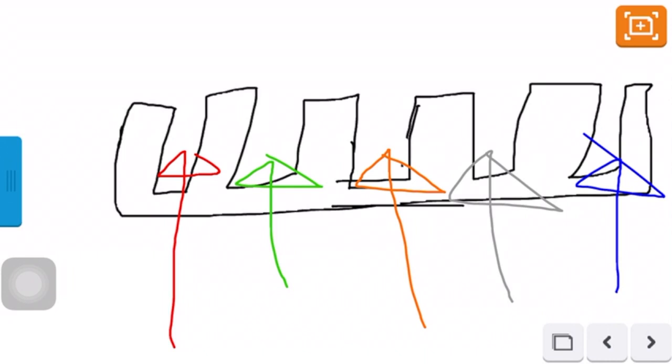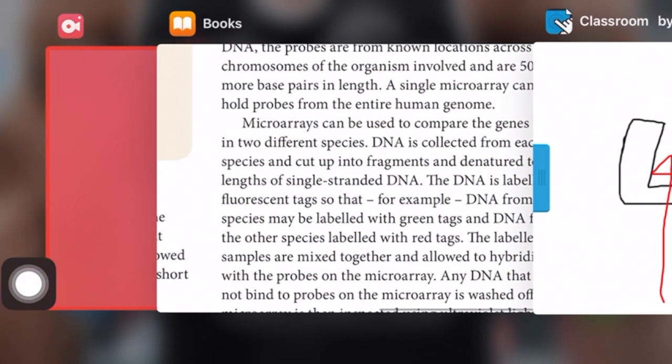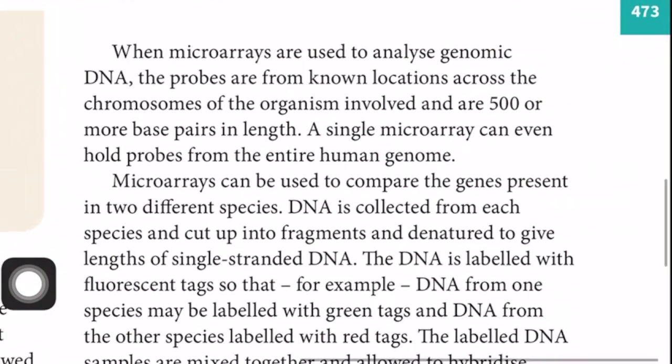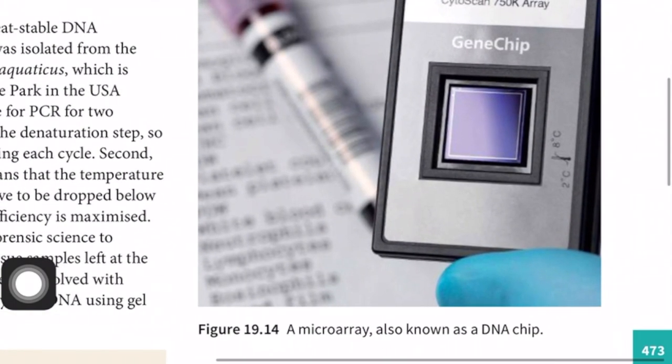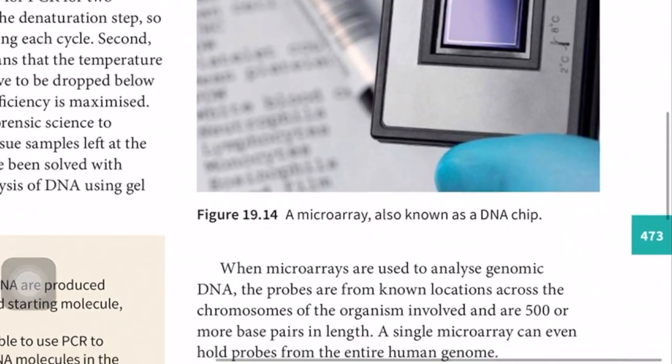And we use many of these probes. Like in the red, it's not going to be only one probe, it's going to be many probes. And we know which hole is which probe. So that's a microarray. See? Okay, now let's see here.